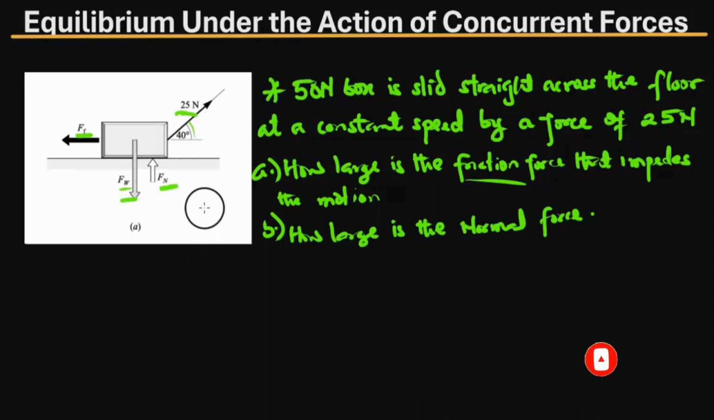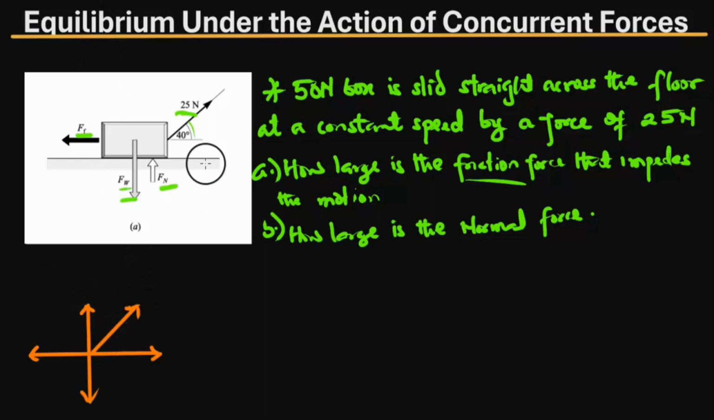To make our work much easier, let's first draw the free body diagram. So we have an angle of 40 degrees and a force of 25 Newton. And then we have our normal force acting upward, in the opposite direction to the weight. So this is our normal force, Fn. And then our frictional force is right here, F. And then our weight, Fw, according to the diagram that we can see right here. So how large is the friction force?